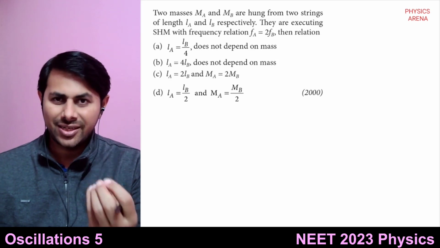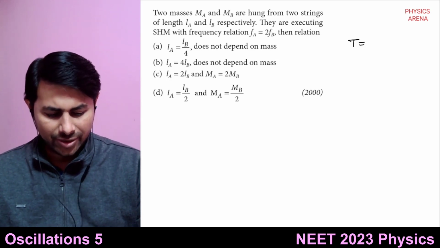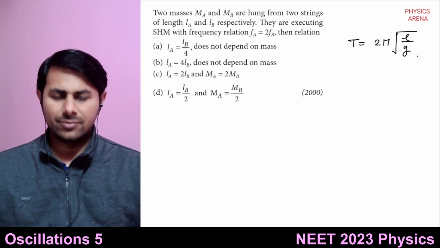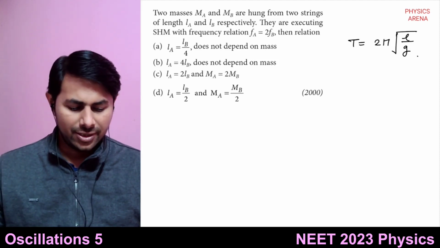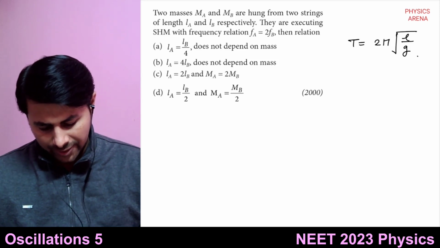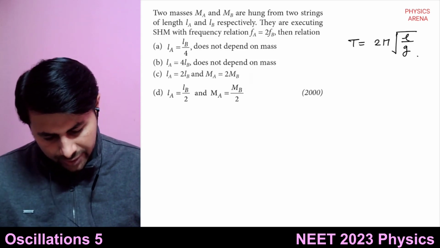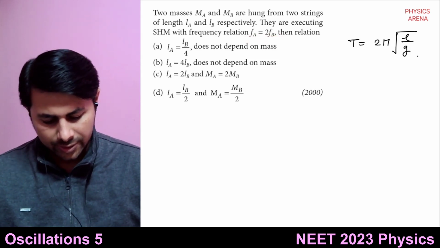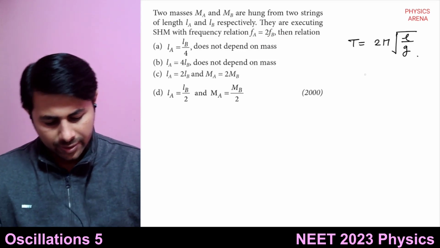A mass is hung with a string and it oscillates like this. Then the time period is given by 2 pi square root of L upon g, right? It does not depend on mass. It's not a spring, it's a string. So it does not depend on mass, so these two options are not relevant. So FA equals 2FB. The time period is directly proportional to root of L.